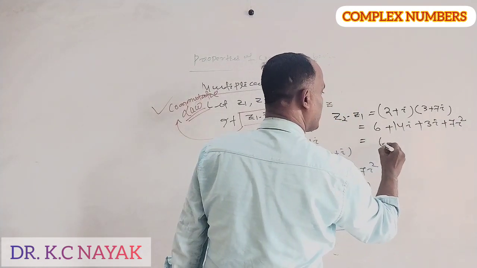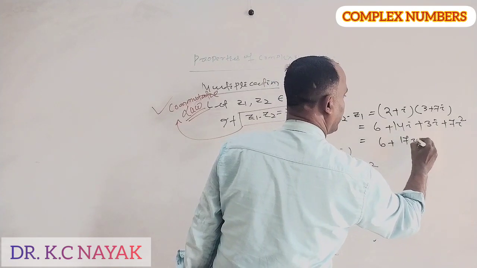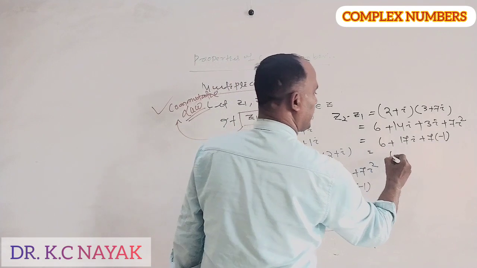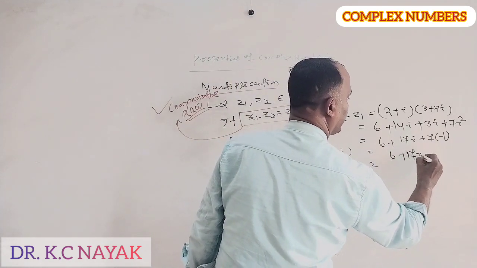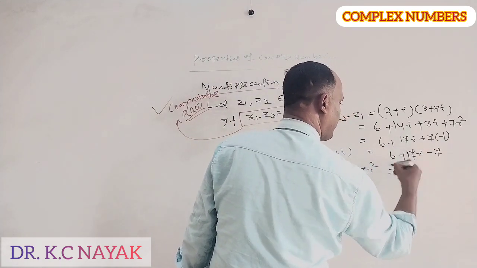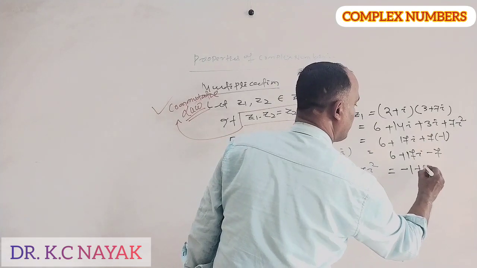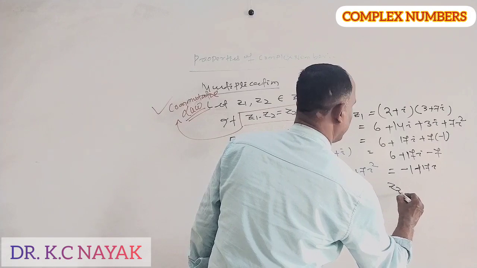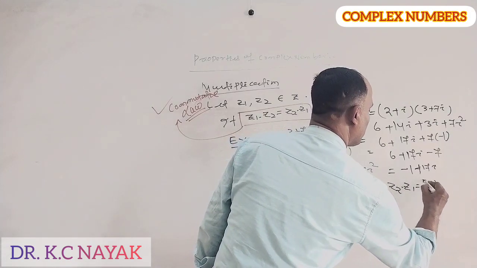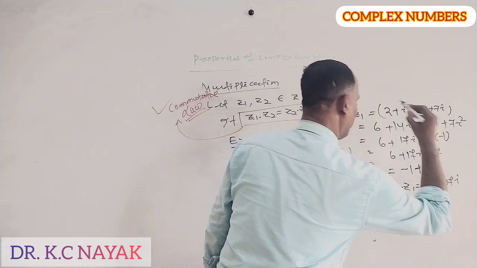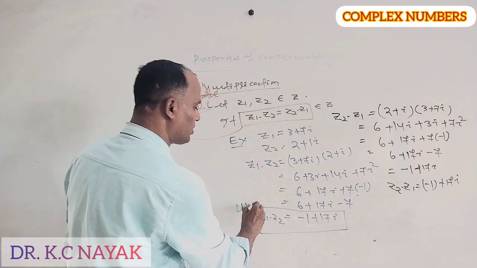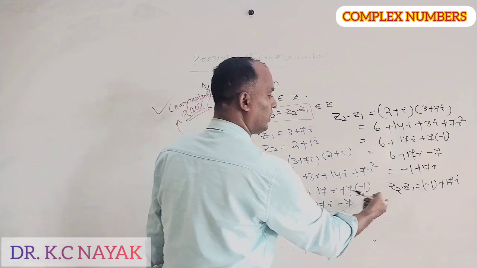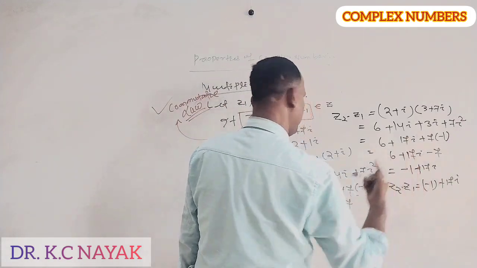So what is the value? 6 plus 17i plus 7i square, as minus 1. How much is it? 6 plus 17i minus 7. Then after simplification, it is minus 1 plus 17i. That means Z2 into Z1 is equal to minus 1 plus 17i, and Z1 into Z2 is equal to minus 1 plus 17i.